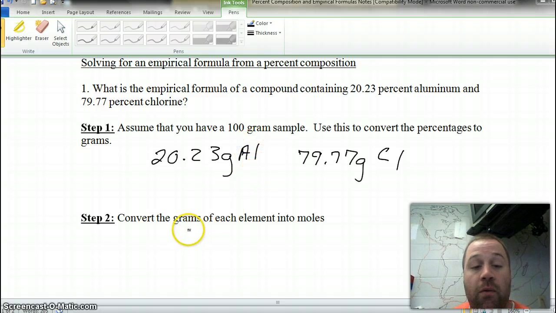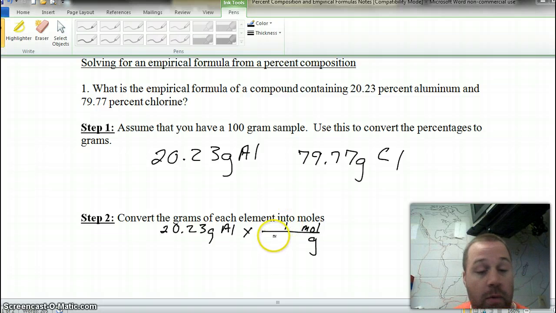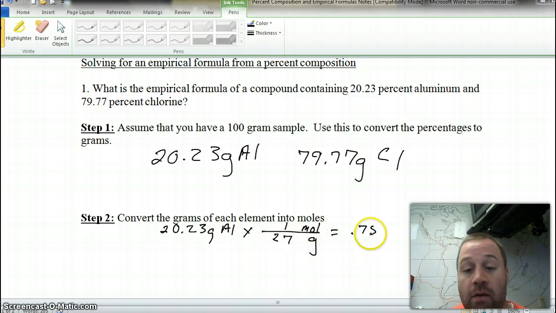The next step, convert the grams of each element into moles. Well, we can do this. This is 20.23 grams of aluminum times a line. We want to get rid of grams. We want to convert to moles. There's always 1 mole. We're going to go to the periodic table and look up the molar mass of aluminum. It's 27. And I'm going to get roughly 0.75 moles.